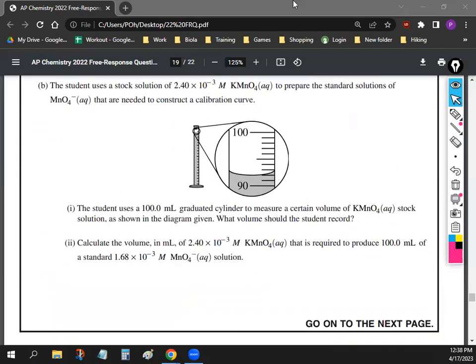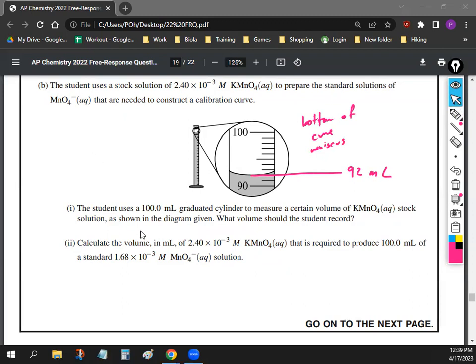This one's really easy. Number 1 is just asking you what's the measurement for in the graduated cylinder. What we always want to do is look at the bottom of the curve. It's called the meniscus, similar to the part of your knee. So this is 91, 92. The volume that the student should record is 92 milliliters. The key is always look at the bottom of the curve, the meniscus. All right, that should be pretty easy.